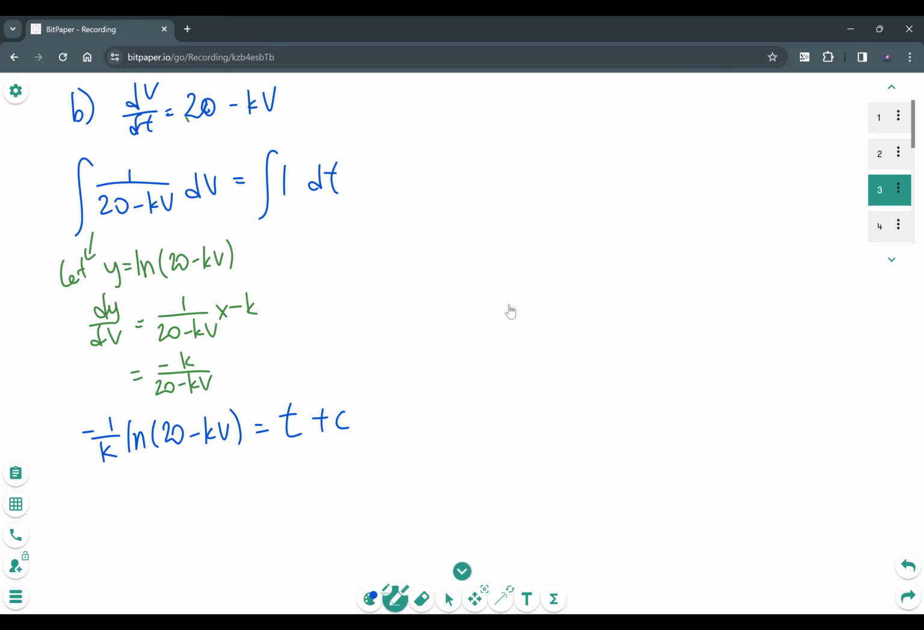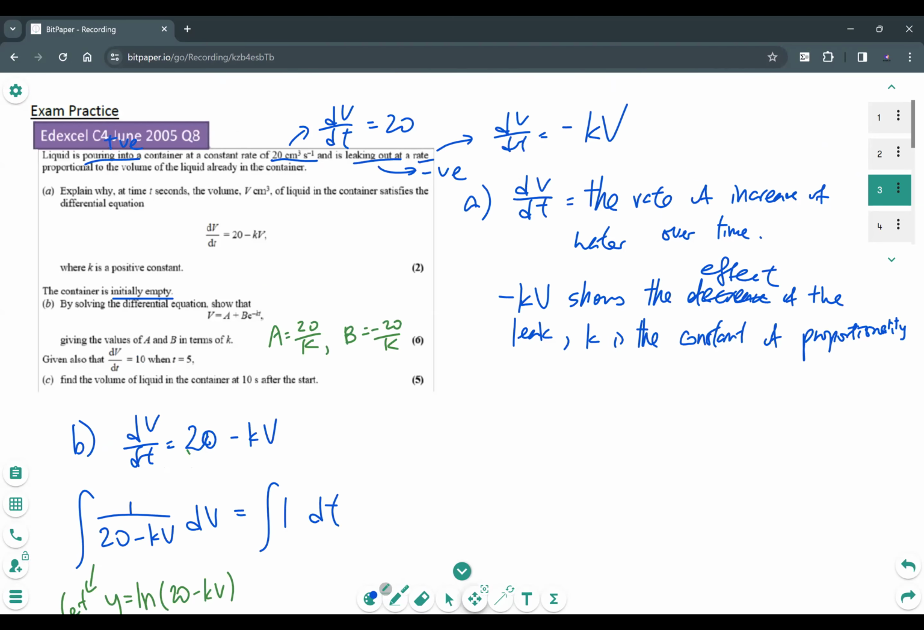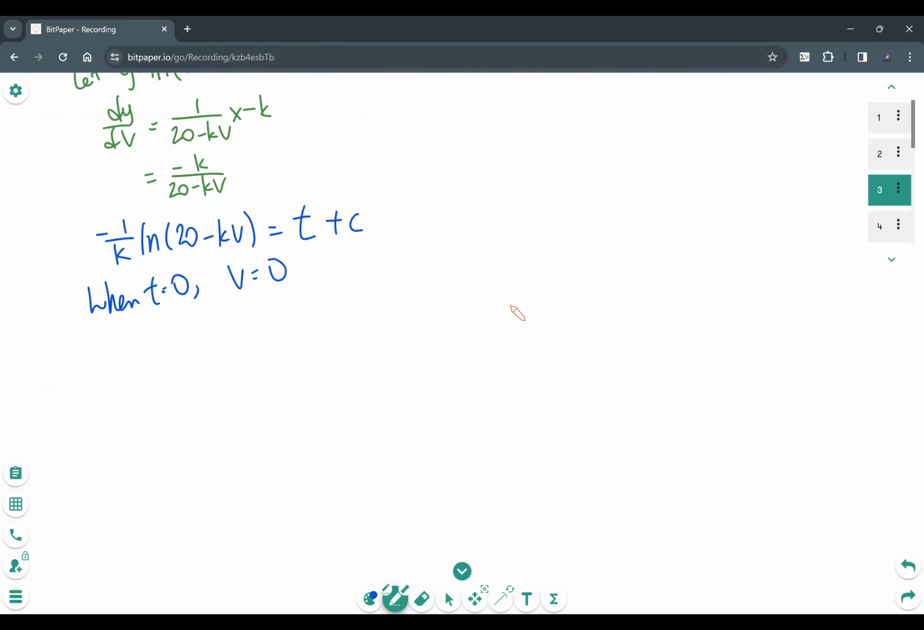Next, we're told initially empty. That means when t is 0, v is 0. It comes from the line here that says initially empty. So we sub it in: minus 1 over k ln of 20 minus k times 0 equals 0 plus c. So c equals minus 1 over k ln 20. So we substitute back into the original equation: negative 1 over k ln of 20 minus kV equals t plus negative 1 over k ln 20.